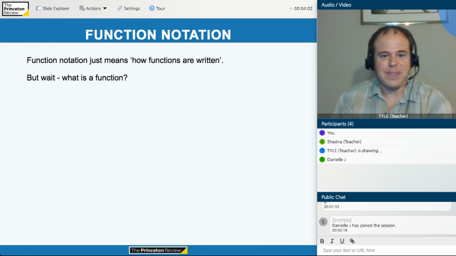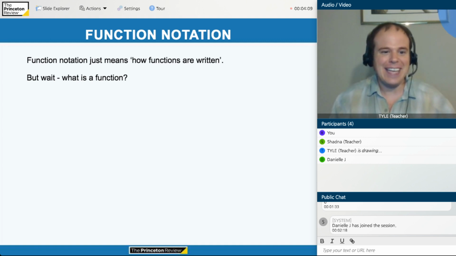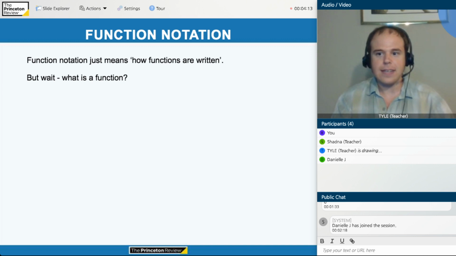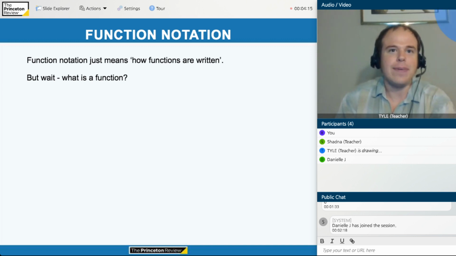So first of all, what is a function? I might have just given you a preview of what I'm going to say, but take a second to put into your own words what a function is. Think about that for a second. How would you define it?